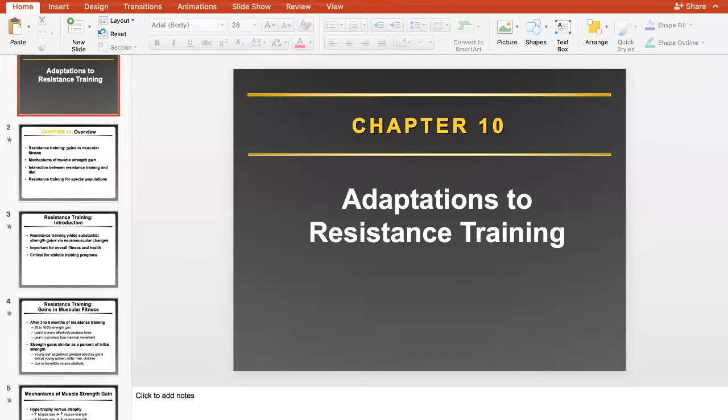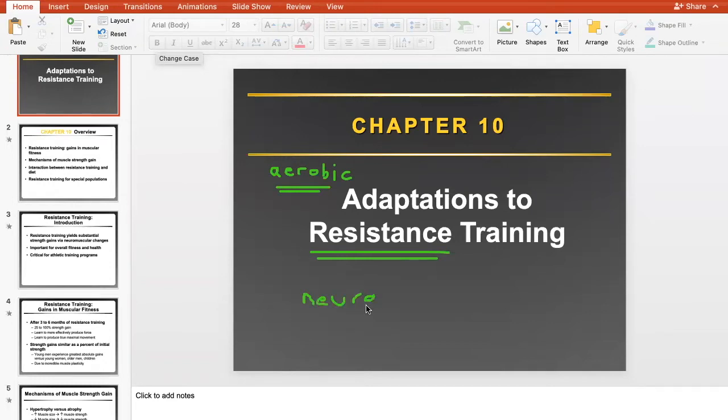So chapter 10 talks about adaptations to resistance training. The number one adaptations to resistance training are to make it so that you can do better resistance training. The other type of training would be aerobic training, so endurance training, really. Now you could do high intensity interval training, but they're really talking about the difference between resistance training and aerobic training. Now with resistance training, the adaptations are all going to be to the neuromuscular system.